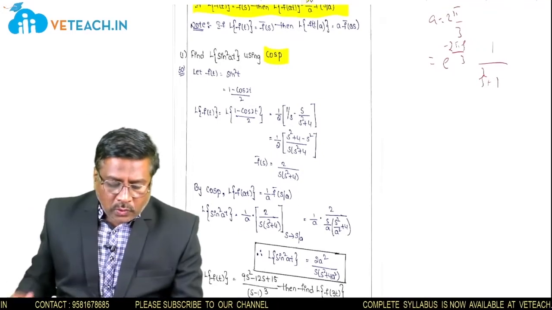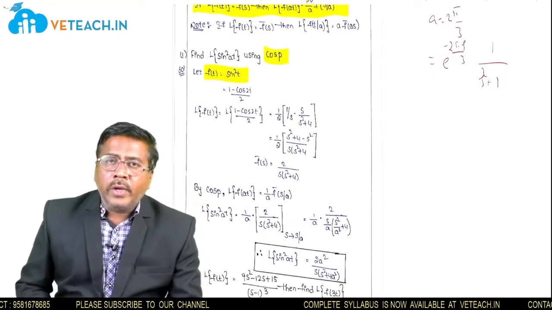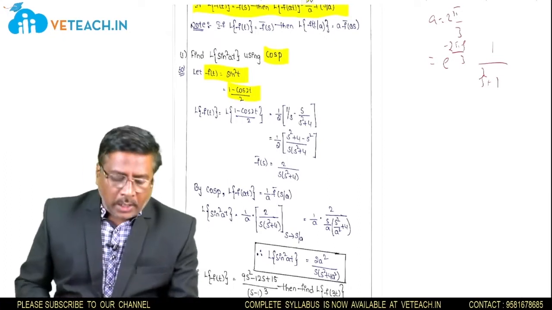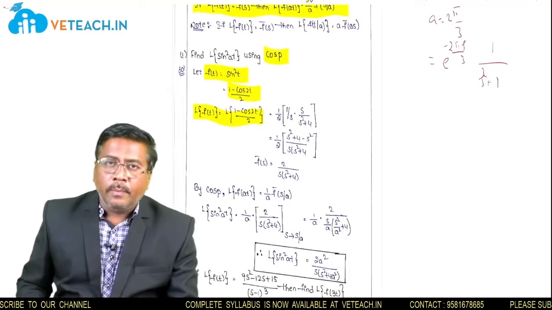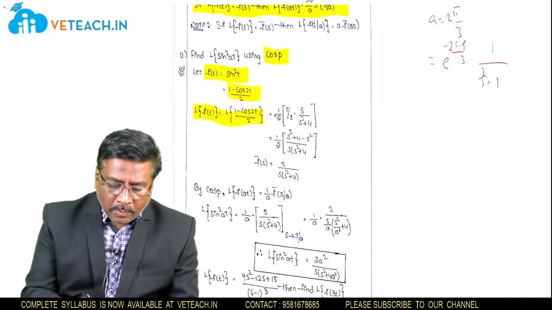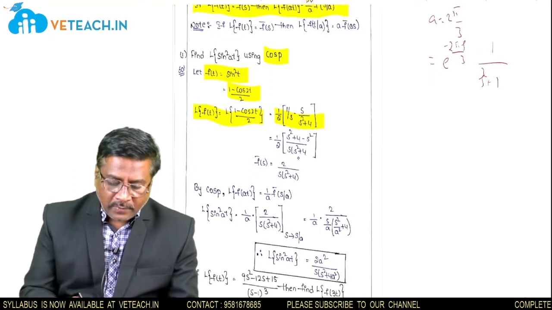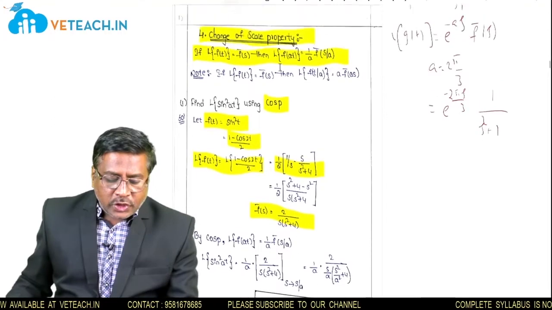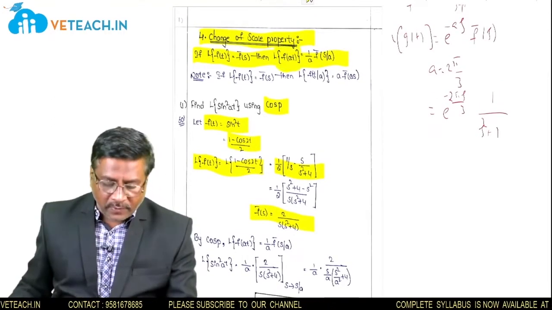First of all, the function we assume is f of t is equal to sin square t. We convert it in terms of cos: that is 1 minus cos 2t by 2. Taking L on both sides, L of f of t is equal to L of 1 minus cos 2t by 2. I can apply the linearity property here, bringing 1 by 2 in front of the L: 1 by 2 into 1 by s minus s by s square plus 4. After simplification, I assume this to be F of s. Now, by the change of scale property, what is that? L of f of a t is equal to 1 by a into F of s by a.